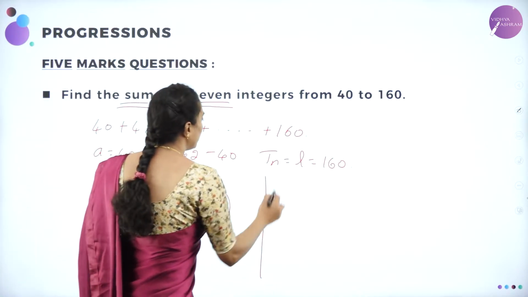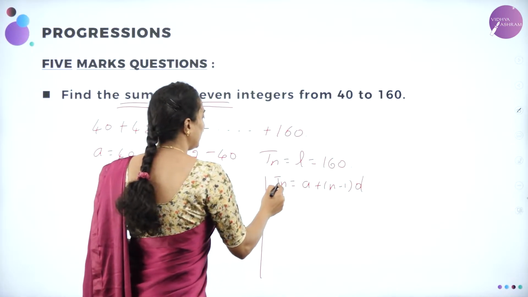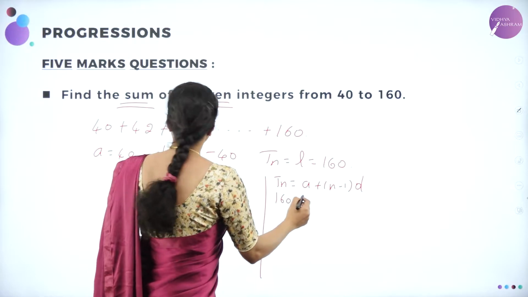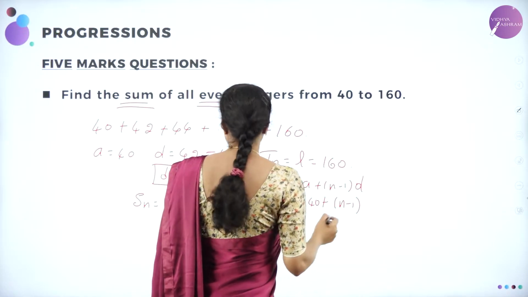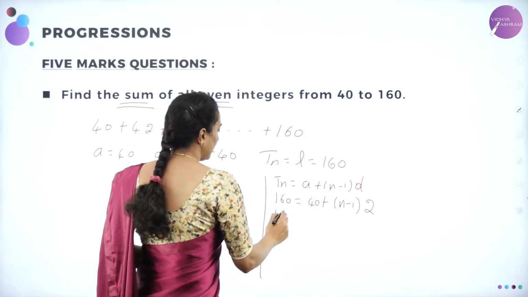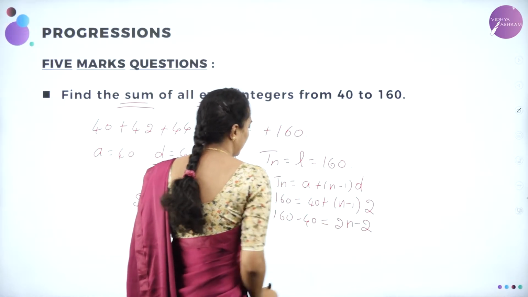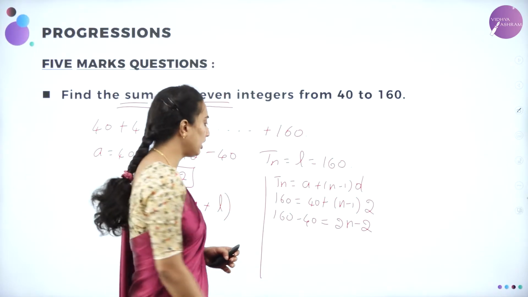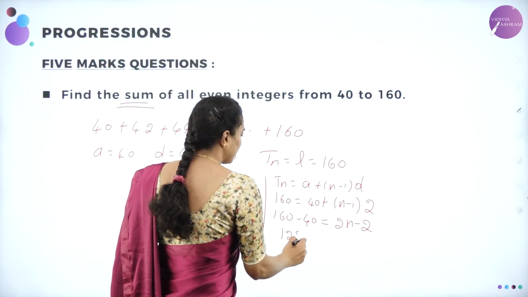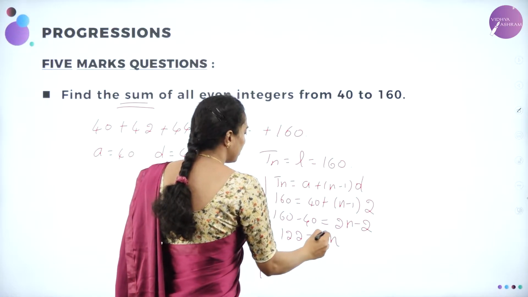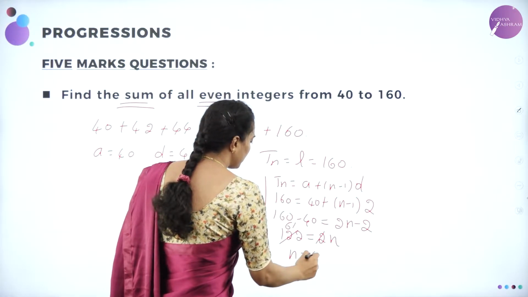So, to find out the n, we know the formula is given by Tn is equal to a plus n minus 1 into d. Now, we know d, we know Tn, that is 160 is equal to a is 40 plus n, which we don't know, into d is 2. Now, 160 minus 40 is equal to 2n minus 2. Now 160 minus 40 is 120. 120, if you bring 2 to this side it is 122. So 122 is equal to 2n. Otherwise 2 1s are 2, 2 6s are 12. So n will be is equal to 61.